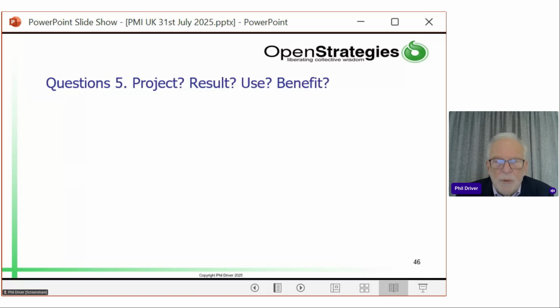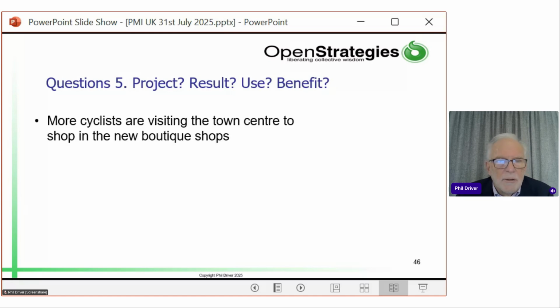So here are some other little questions for you to work out whether they're projects, results, uses, or benefits. Here we go. More cyclists are visiting the town centre to shop in the new shops. Is that a project, a result, a use, or a benefit? So that's a use. People are doing something. They're using the town centre.